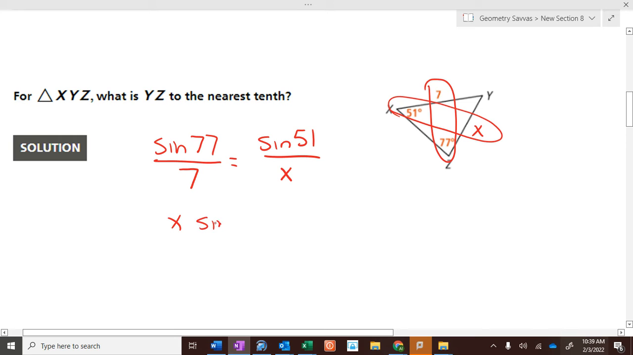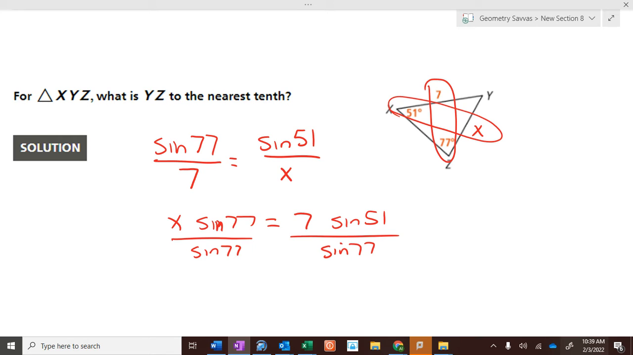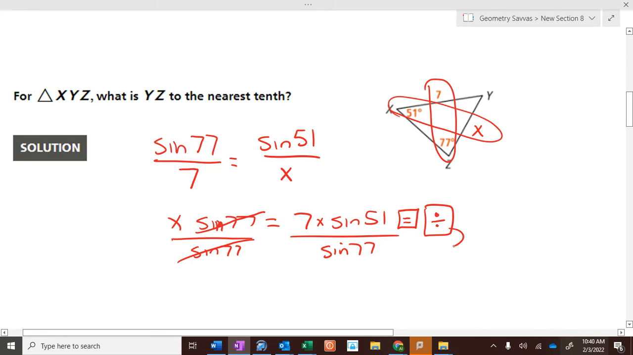x times the sine of 77 equals 7 times the sine of 51. So then we divide by the sine of 77. And now, if you aren't careful with your calculator, if you just try to type that all in at once, you're going to get the wrong answer. So these are your steps, okay? These cancel. So you take 7 times the sine of 51. Then you press the equal sign. And then you press the division sign. And you divide by the bottom. And then you push the equal sign again.